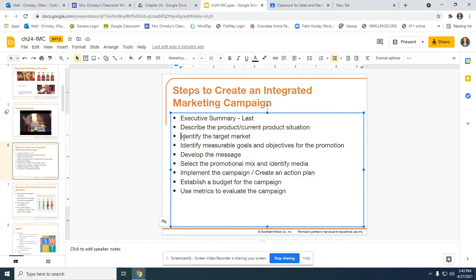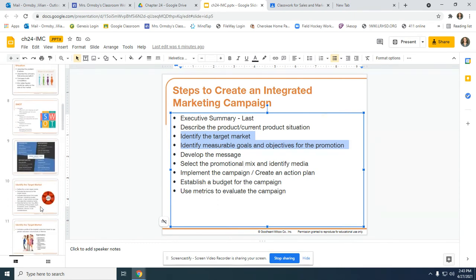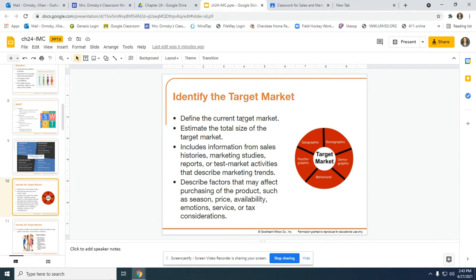Today, what we are going to do is we are going to identify the target market and identify goals and objectives for the promotion that we're ultimately going to be doing within our campaign. So, that being said, we're going to talk about identifying the target market. Now, we had an entire chapter on target marketing, but these next couple of slides are just going to be a little refresher for you.